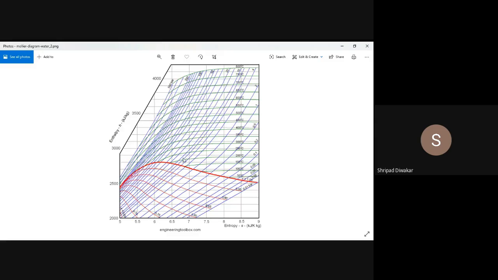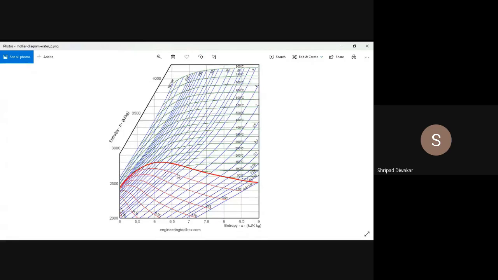This is your starting point. Next, how to find the second value, that is 1 bar. In order to find the second value, you have to draw a perpendicular line from that intersection point where your pressure is 1 bar. From this point, you have to draw the perpendicular line.